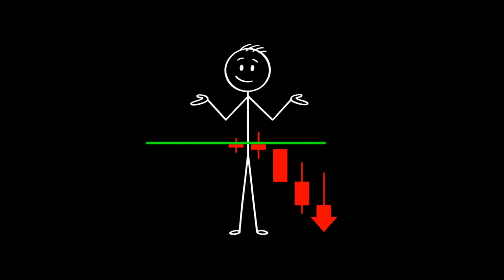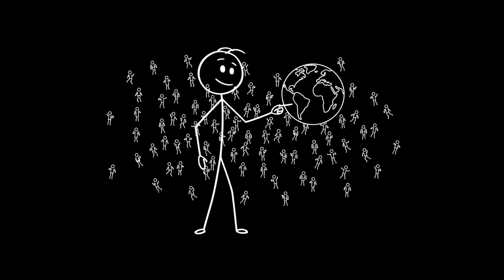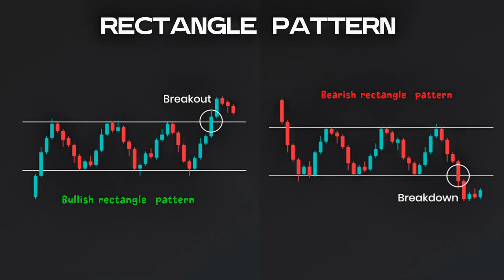But what if the flag breaks downward? Sometimes the flag breaks downward instead of upward. This could simply mean that lots of sellers participated in the opportunity that the market presented, and the trend might likely change. The second pattern is the rectangle pattern.